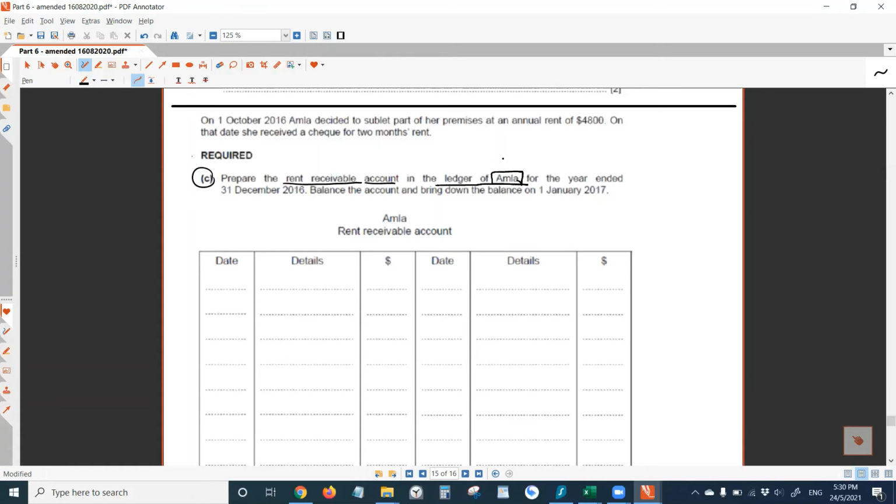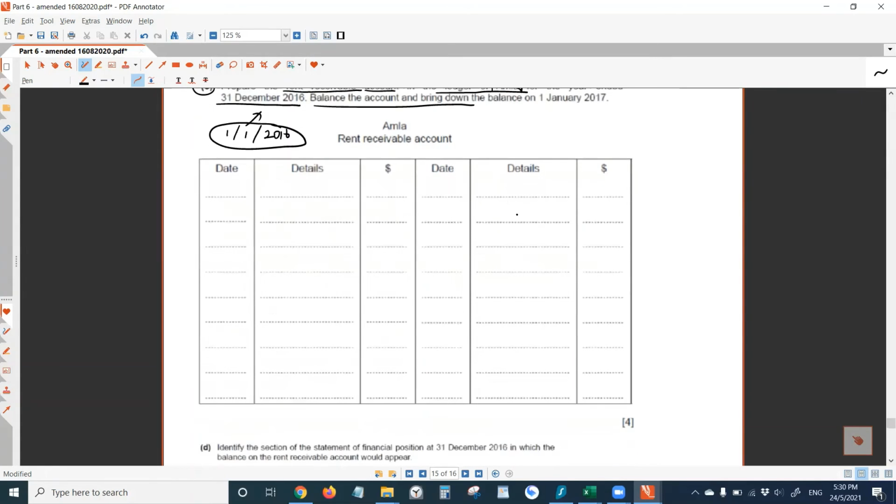That means we are AMLA. Year end is this. Congrats. That means beginning of the year must be January 1st, 2016. Next line reminds you to do the balancing process. This question is for 4 marks. This time round is an empty account.